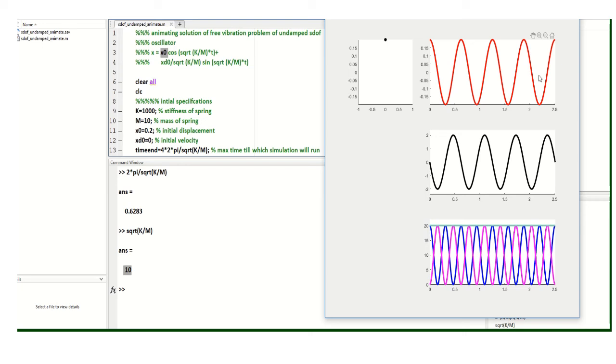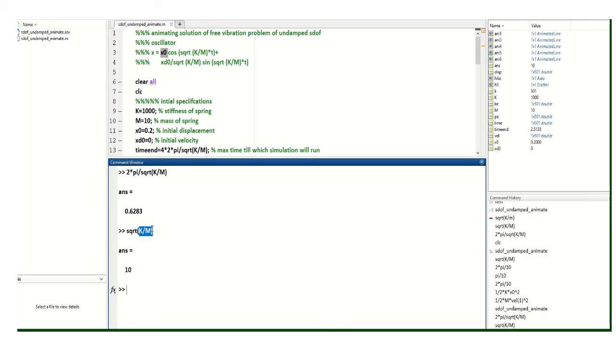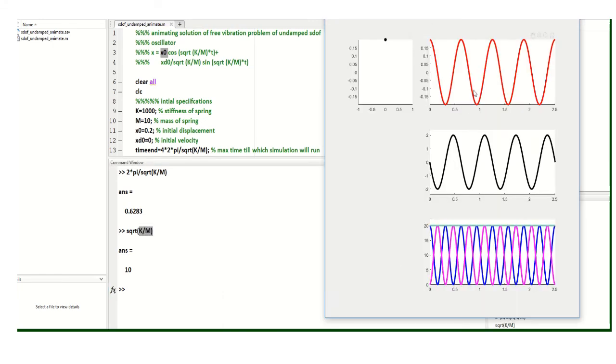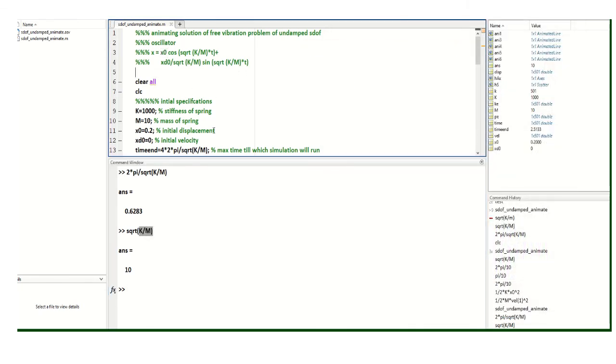It is based on the system parameters, which are k and m, and based on these parameters this graph has been generated, that is, this period has been decided. That's why it is called the natural oscillation period, or natural frequency. You will see that if I change the initial condition, this period is not going to change. So let me change the initial condition. Let me have an initial velocity of 2 units, and let there be 0 initial displacement.